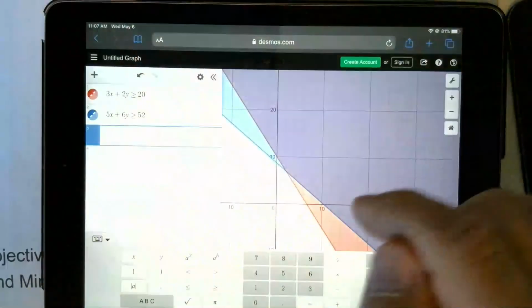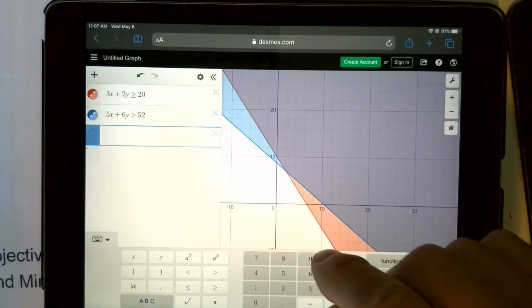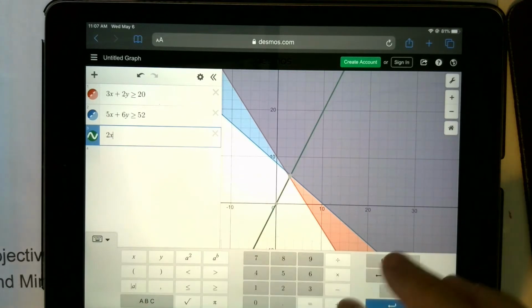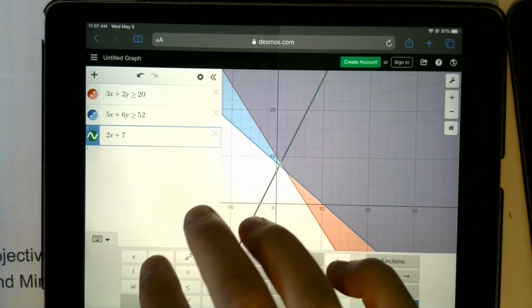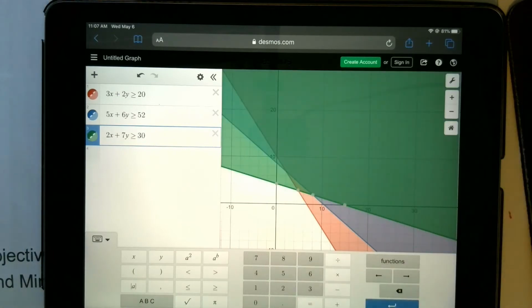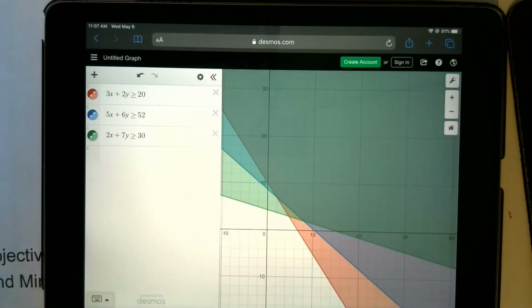So now I'm going to do a third one: 2x plus 7y is greater than or equal to 30. And now I have that. Good deal. Can you see that?